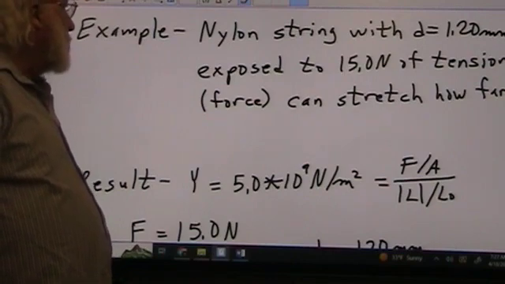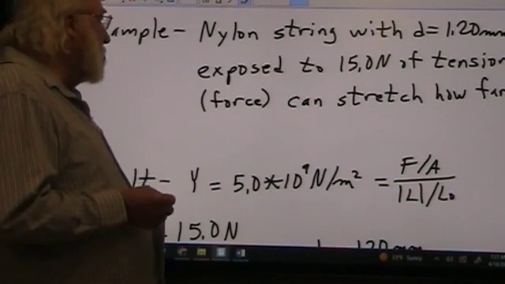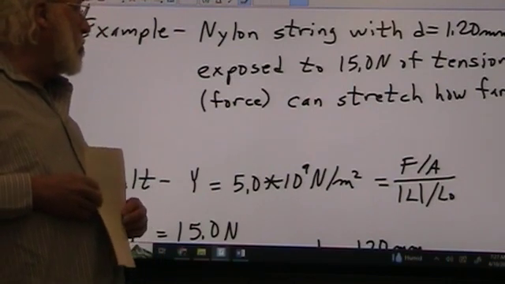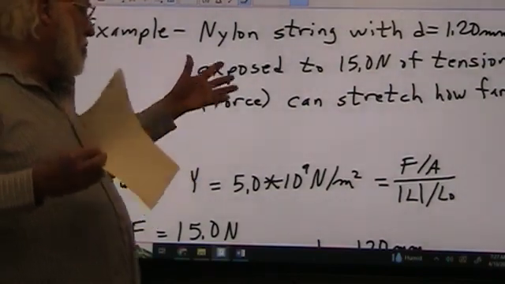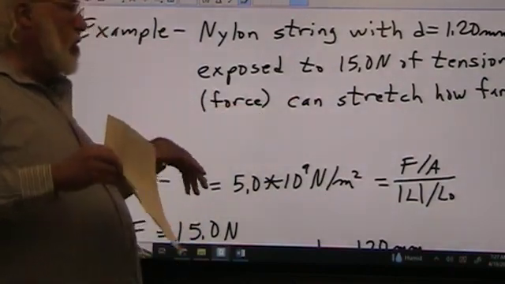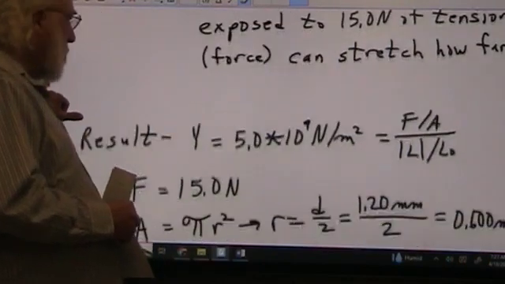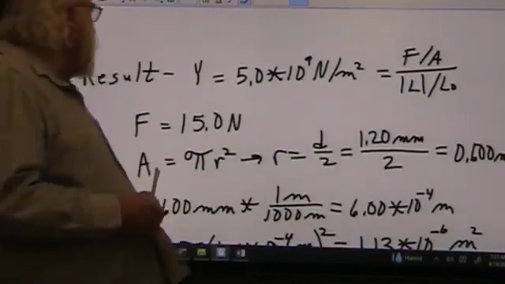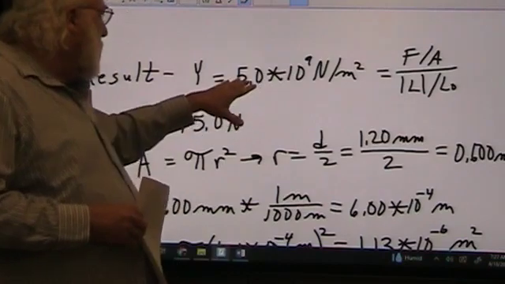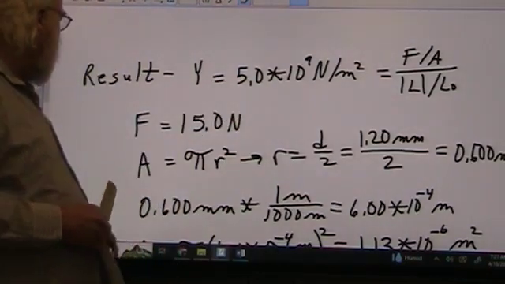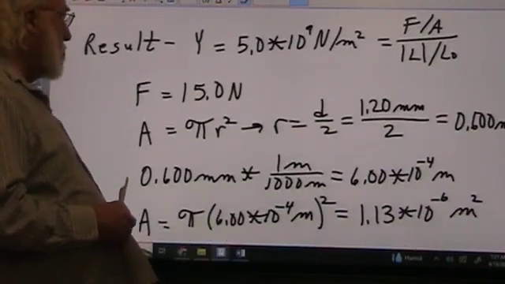The example here. Let's suppose you have a nylon string that has a diameter of 1.20 millimeters, and it's exposed to a 15 newton tension force that can stretch it out some distance. We want to calculate how far we can stretch it before it starts to snap, or becomes unusable. So we use the formula Y equals that expression there, and we know the value of Y is 5.0 times 10 to the 9th newtons per meter squared. We got that from the book on page 314.